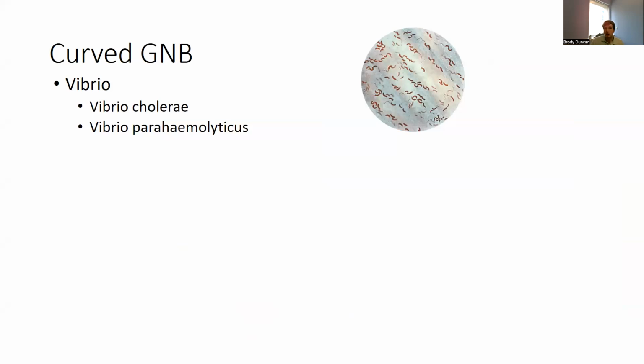Next, we'll talk about some of the curved gram-negative bacilli. So these are organisms that are not just straight bacilli, but have kind of curvy rods like this. Not that you're going to be looking at gram stains. Vibrio is probably the most famous of these, with Vibrio cholerae being number one famousness, and then Vibrio parahemolyticus probably being the most common after that.